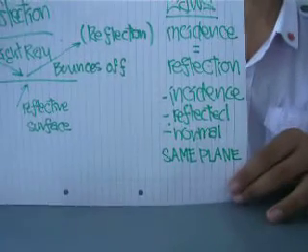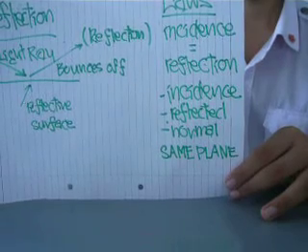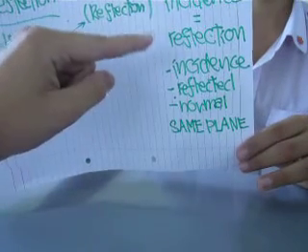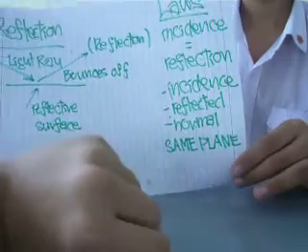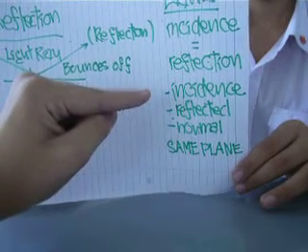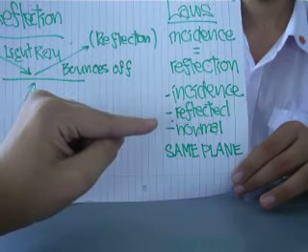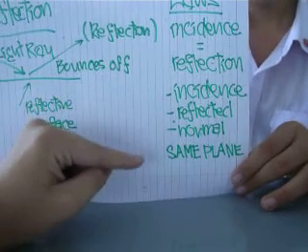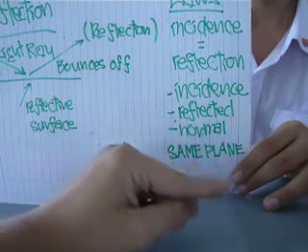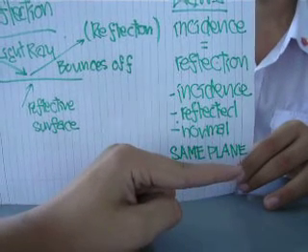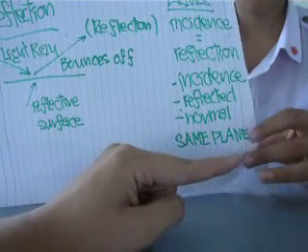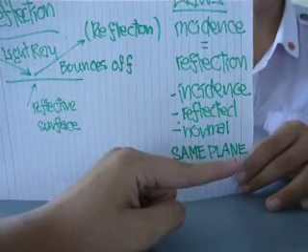Well, what are the laws of reflection? The first and most important law: the angle of incidence is equivalent to the angle of reflection. Secondly, the incidence ray, the ray that hits the reflective surface, the reflected ray, the ray that bounces off the reflective surface, and the normal, the imaginary line that separates the incident ray and the reflected ray, they all lie on the same plane. Light paths are reversible.